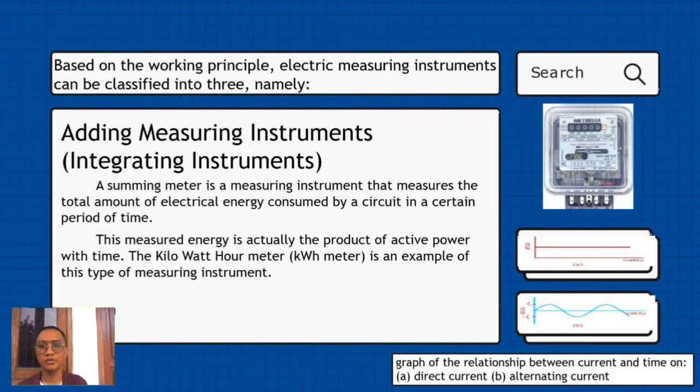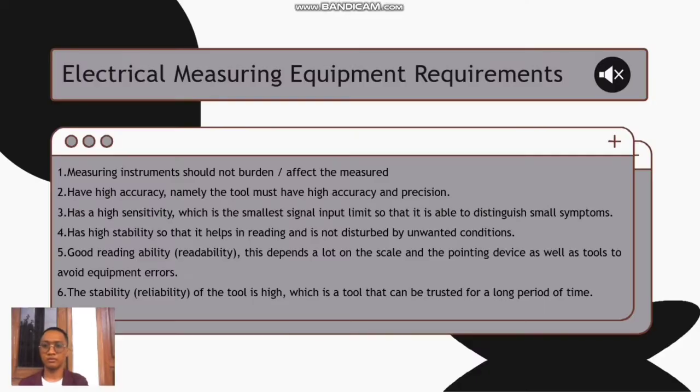And this is the picture of a kWh meter, and that is the picture of the relation between current and time. The first one is direct current and the next is alternating current. Next is electrical measuring equipment requirements. Measuring instruments should not burn or affect the measured level.